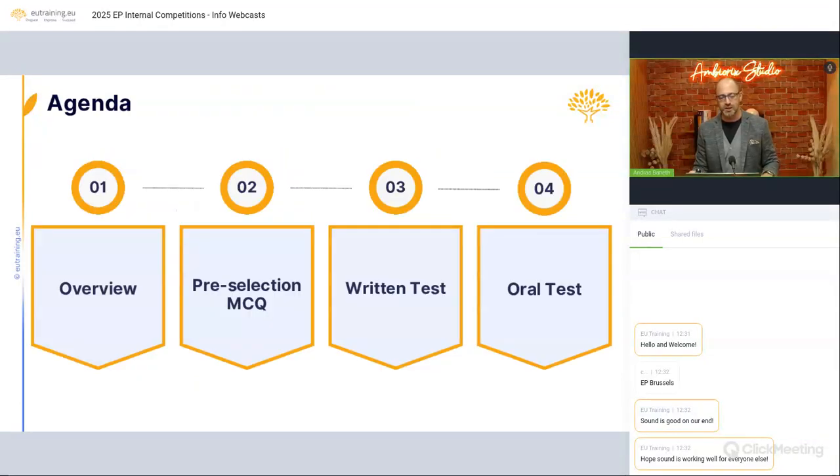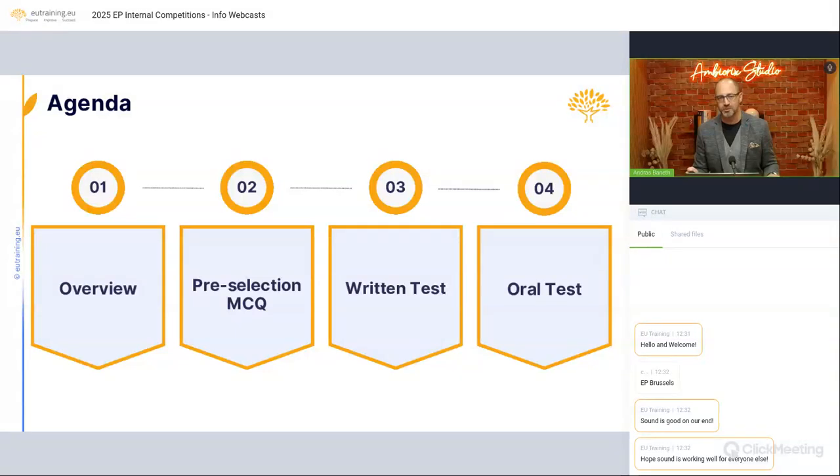With that, let's get started. And this is pretty much what I'm going to present to you in the next hour or so. So we look at a general overview of this particular competition or competitions, because we're talking about 3 separate competitions, or if you will, even 5, because 2 of them have AST and AST3 levels. So that makes basically 5 different profiles that you can choose from.